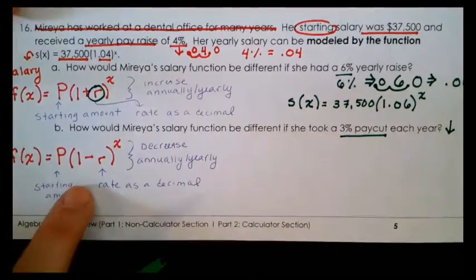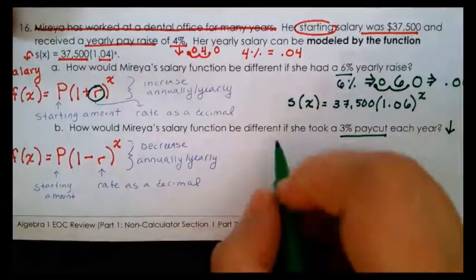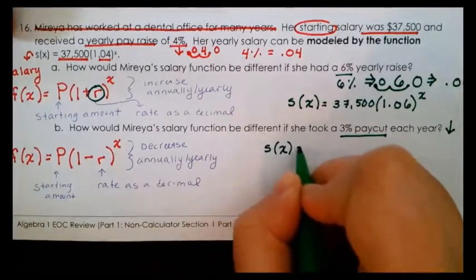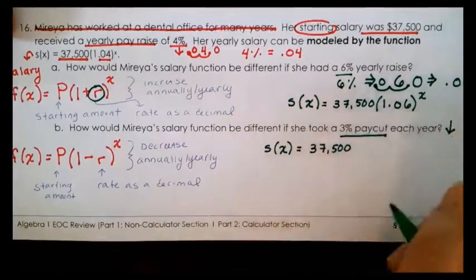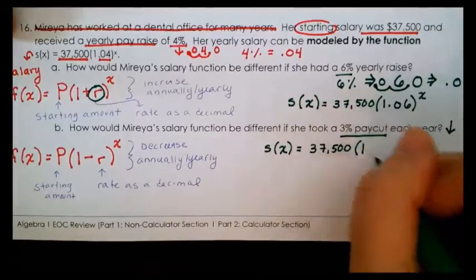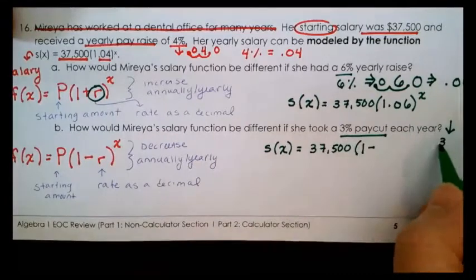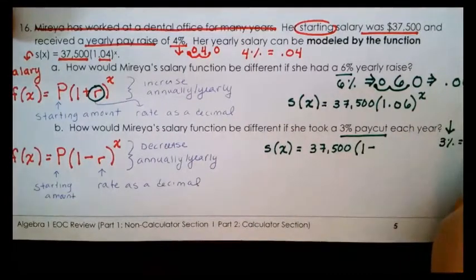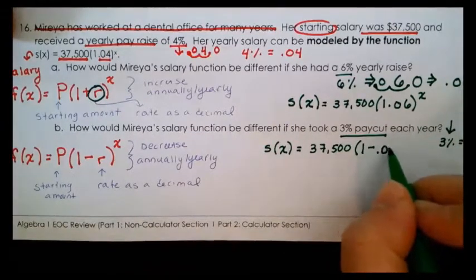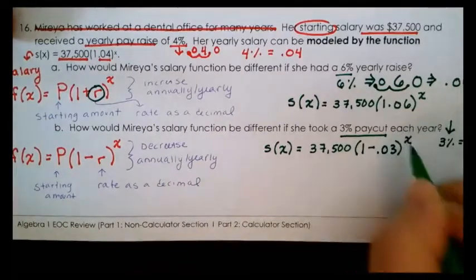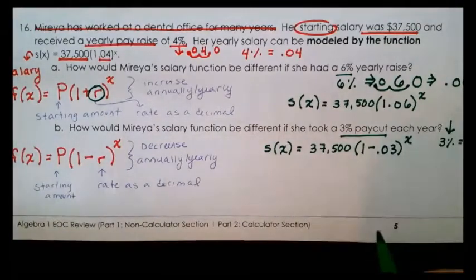Well, you're going to be using this function that decreases annually. So instead of adding your rate, you're going to be subtracting the rate. So how would this look? Well, S of x would equal the same starting amount of $37,500, right? Parentheses, 1 minus 0.03, because it's 3%. So remember, 3% is equal to 0.03 if we express it as a decimal. You have to move it twice to the left. So 1 minus 0.03 to the x power. So 1 minus 0.03, you're looking at 0.97.